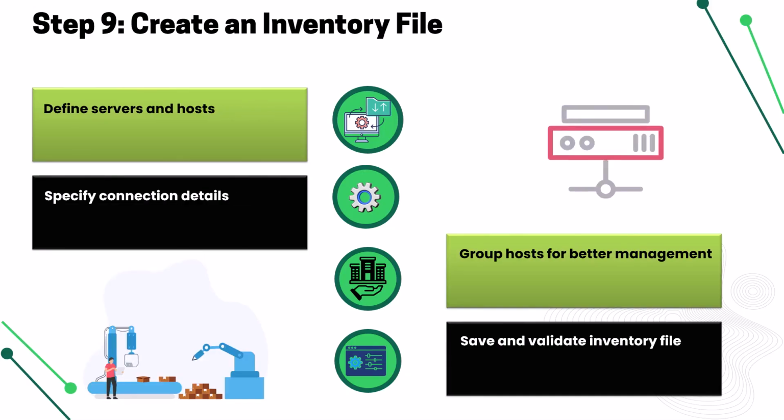Alright, this is where we organize our troops. The inventory file is your battlefield map, listing out all the servers you'll be working with. First, define your hosts, who's playing what role in your setup. Then add connection details, because shouting connect at your screen doesn't work. Grouping hosts makes management easier, and once everything is set, save and validate, because mistakes here can mean a whole lot of chaos later.